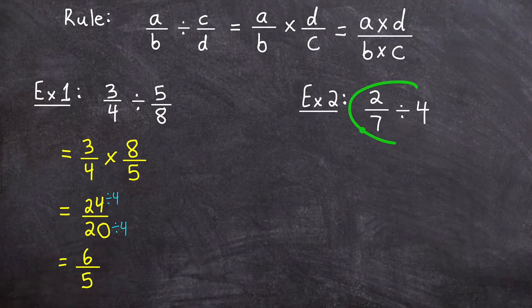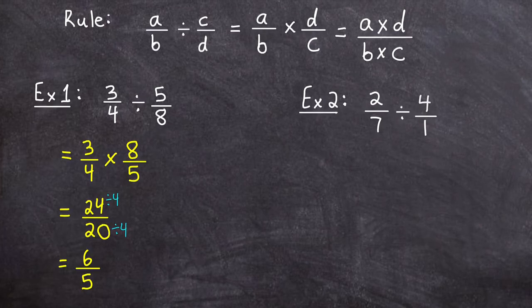I have 2 over 7 divided by 4. It might be helpful whenever working with fractions, if you have a whole number, think of it as a whole number over 1. So I can change that 4 to 4 over 1. And then to evaluate this, the first thing we'll want to do is change it to a multiplication question. And to do that, I know that I keep the first fraction the same, change division to multiplication, and flip the second fraction. So instead of 4 over 1, it becomes 1 over 4.